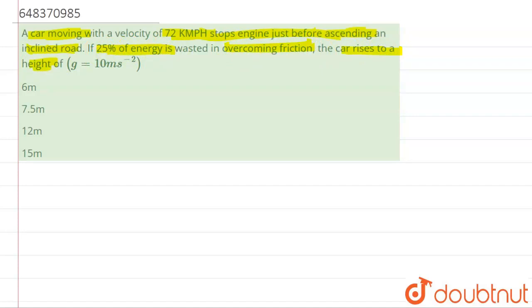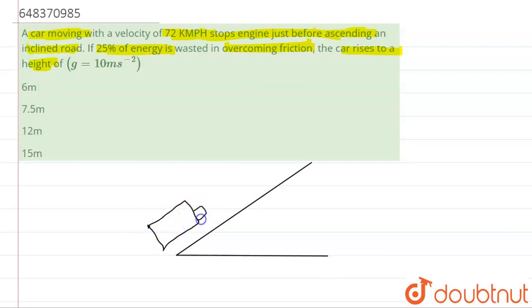So basically, what is given is that we are going to use the conservation of energy in this question. But I'll first explain what is happening in the question. Here, this is the inclined road, and there is a car. Just before starting this road, the car stops its engine, and it is going at a velocity of 72 kilometer per hour.